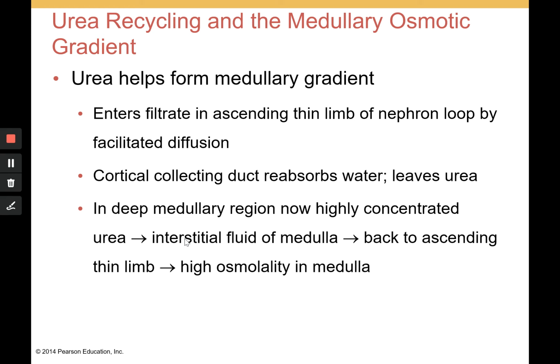As filtrate enters the ascending limb of the nephron loop, the cortical collecting duct is reabsorbing water, but not urea. So urea in the deep medullary region is going to be highly concentrated. It's making the interstitial fluid even more salty, as an example, and that's going to make it even more prone to cause water to leave the descending limb. So it'll increase water reabsorption by making the interstitial fluid of the medulla have a high osmolality.